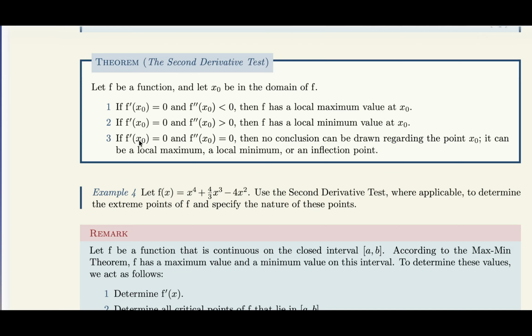The third part is important to realize, because the first derivative is 0, but the second derivative unfortunately also becomes 0. It is very important, do not draw any conclusion. Anything can happen. It could be a minimum, it could be a maximum, it could be also an inflection point, or a terrace point in this case. So let us try to understand that.